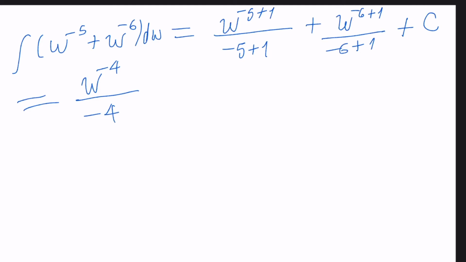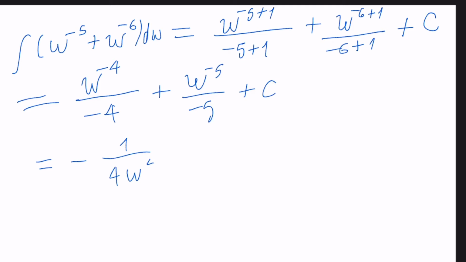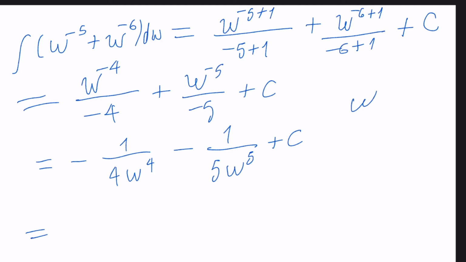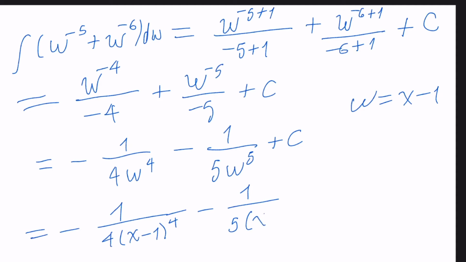W to minus 4 divided by minus 4, plus w to minus 5 divided by minus 5, plus c. Okay, now we will make some algebra. Let me organize a little bit: minus 1 divided by 4w to the 4, minus 1 divided by 5w to the 5, plus c. Remember, what is w? W is x minus 1. So w is equal to x minus 1. We replace it: minus 1 divided by 4 times (x minus 1) to the 4, minus 1 divided by 5 times (x minus 1) to the 5, plus c. Okay, it finished this problem.